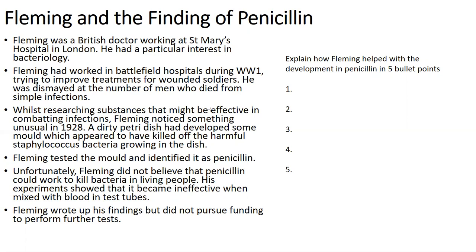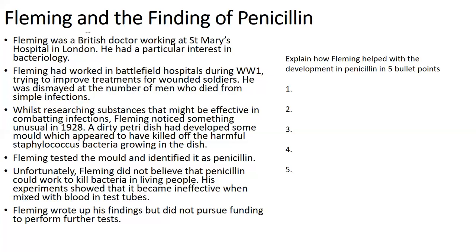Whilst researching substances that might be effective in combating infection, Fleming noticed something unusual in 1928. The key thing that caused a lot of these minor infections was something called Staphylococcus, and Fleming was trying to combat the Staphylococcus bacteria. In 1928, overnight, he left a Petri dish open. He came back to a dirty Petri dish, and it had developed a mould which appeared to have killed off the Staphylococcus bacteria growing in the dish. What he noticed is that this mould did not let any of the Staphylococcus bacteria in, so it was killing it away from the potential patient.